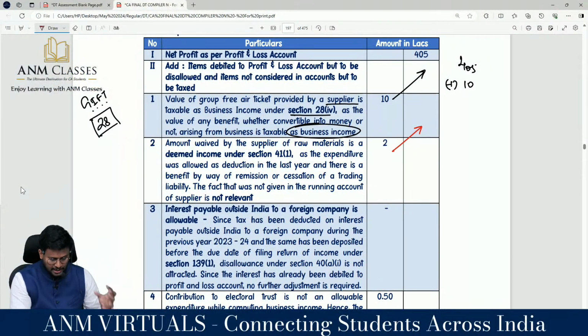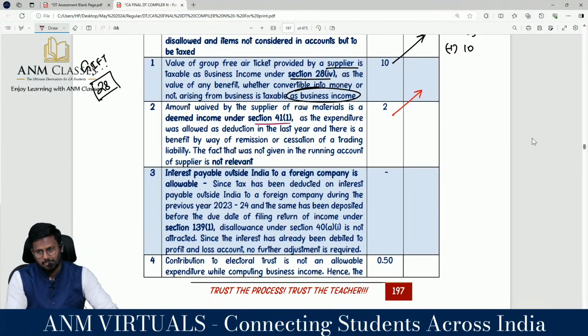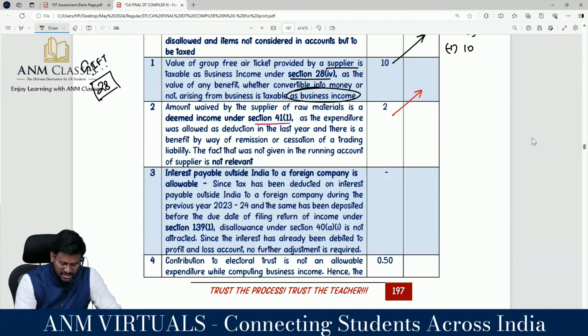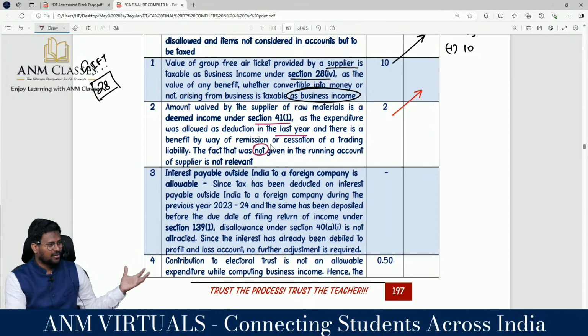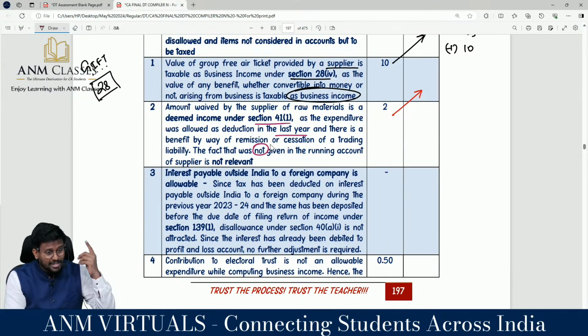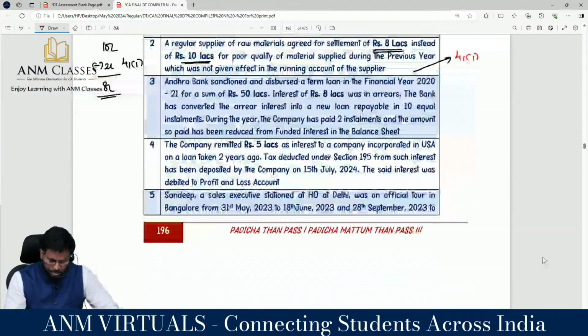We are reading the notes. The amount waived by the supplier of raw material is a deemed income under 41 subsection 1. As expenditure was allowed as deduction in the last year and there is a benefit by way of remission or cessation of trading liability, the fact that it was not given in the running account of the supplier is not relevant. Because if you provide it in the running account, it has to be treated as discount received, and then it will increase the income. That's why you are not providing it in the running account of the supplier, and that's why we have section 41 subsection 1. So we have added that 2 lakh to the net profit.